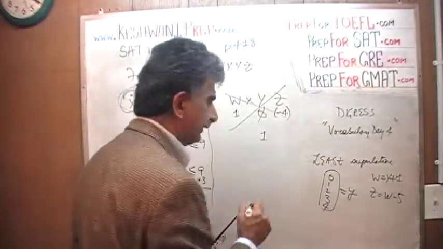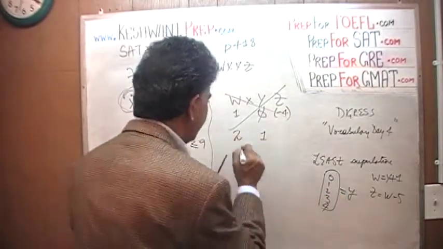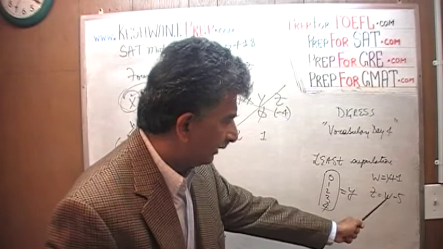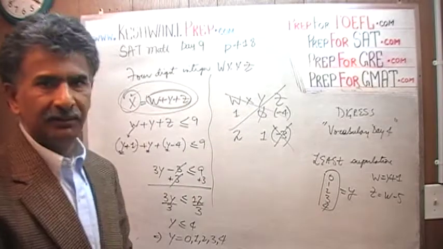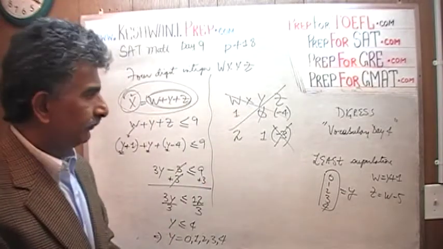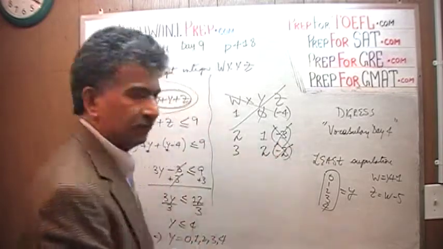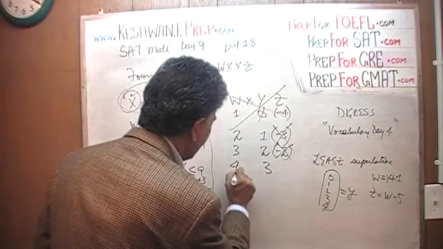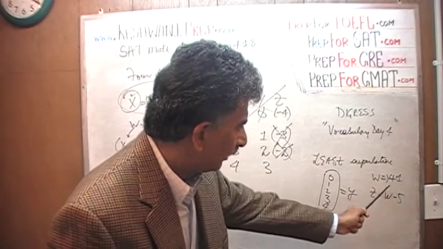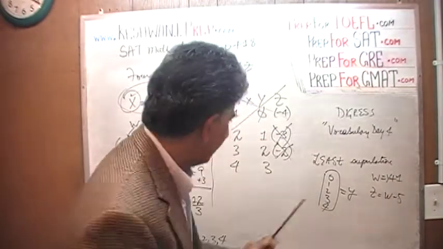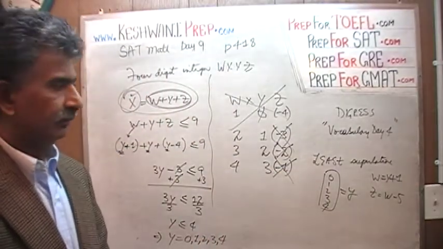If y is 1, it doesn't take that long if I don't explain everything. If y is 1, w would have to be 2. If w is 2, again z is 2 minus 5, it's going to be negative 3. That's not going to work. That tells us that y is too small. If y happens to be 2, this will be 3 and this will be negative 2. That won't work. If y is 3, w would be 4, then z would be negative 1. That won't work. These are too small.